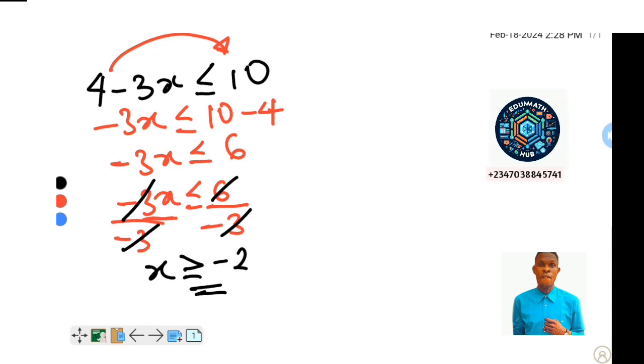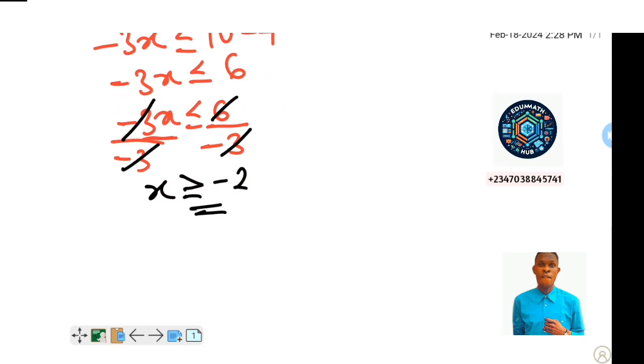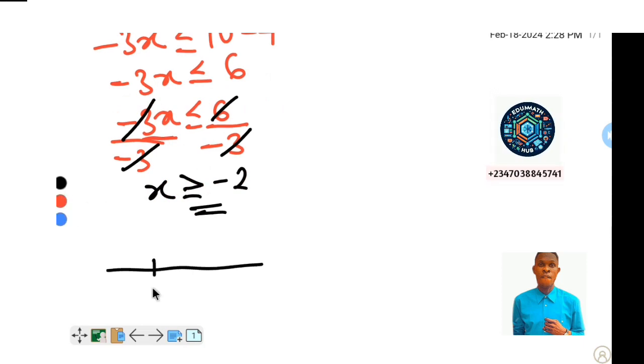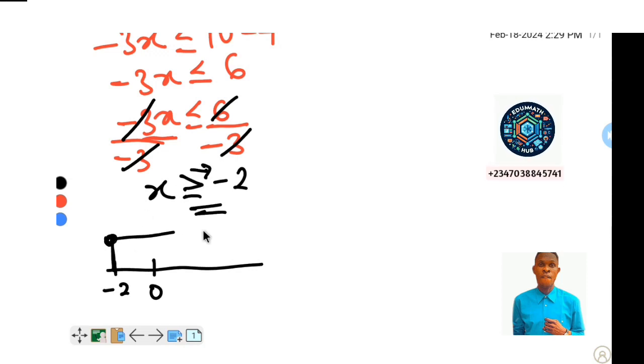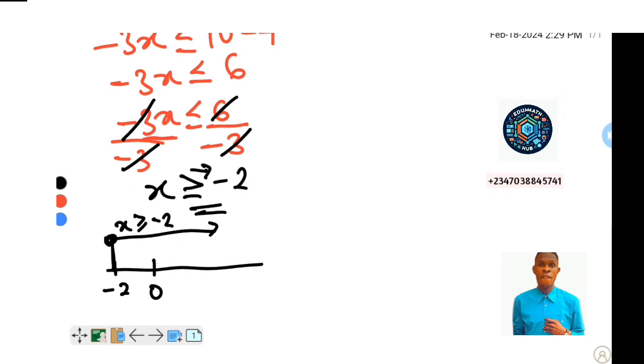Now if you put it on a number line, it will look like this. You just have a straight line. You have 0, then minus 2 is around here. So you draw this line up, then you shade it. You're shading it because it's a closed interval. You can see that it is greater than or equal to. Then the arrow sign is pointing like this, so you draw this line like this. And you write x greater than or equal to minus 2. Okay, that's how you solve inequalities.